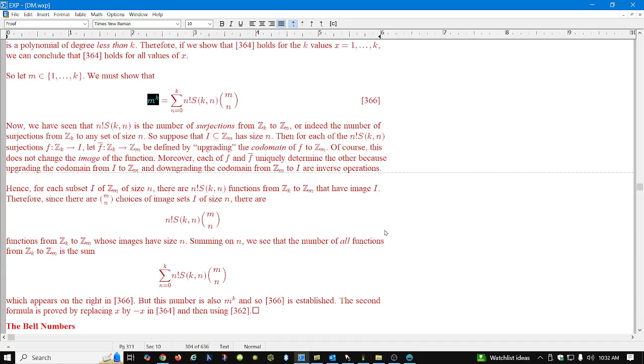Again, I understand this is a relatively complex argument, so it may take a little while for it to sink in.